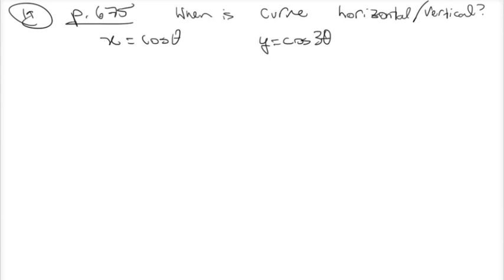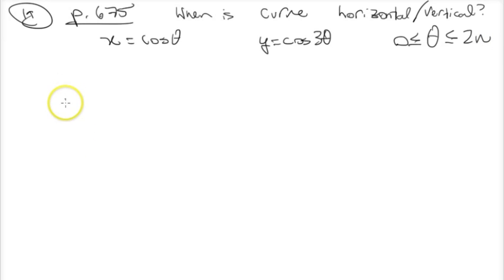Alright, so number 19 on page 675 in your book asks, when is the parametric curve horizontal or vertical, sorry. We've got the parametric equations x equals cosine theta, y equals cosine 3 theta, and the theta you can think of as just the t, that's a parameter. Because these are both trig functions, we have the implied rule that we're just going to be looking at theta between 0 and 2 pi.